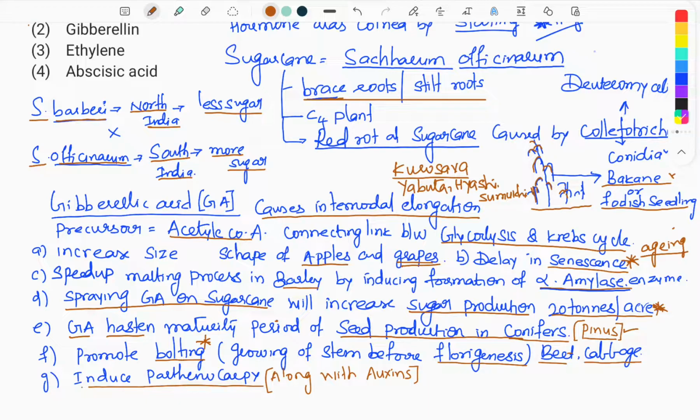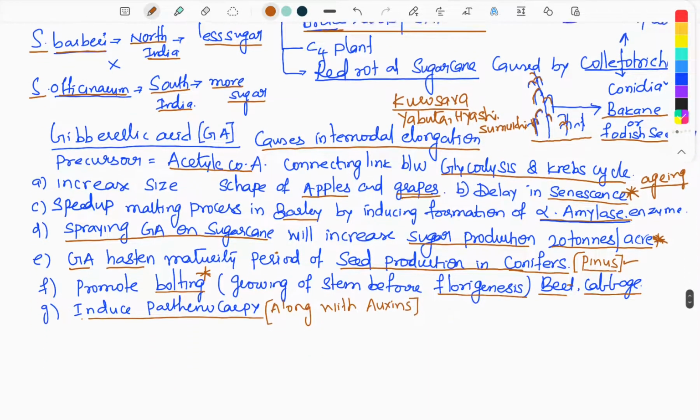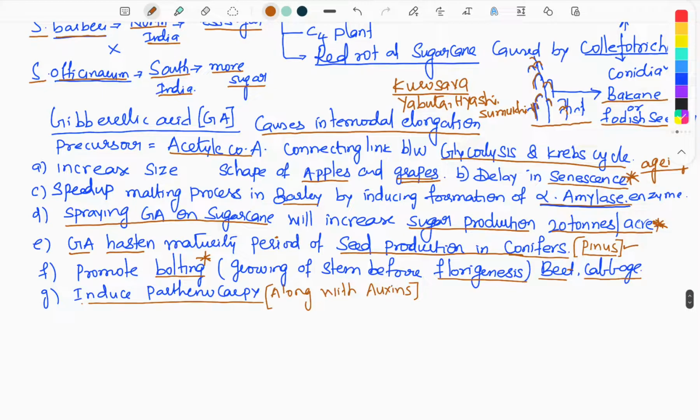So bolting takes place during the transition of vegetative phase to reproductive phase. That is also promoted by again gibberellic acid. So remember, the transition of vegetative phase to reproductive phase is something promoted by the gibberellic acid. It also removes genetic dwarfism in beet and cabbage. So how do we understand that it removes genetic dwarfism in beet and cabbage?